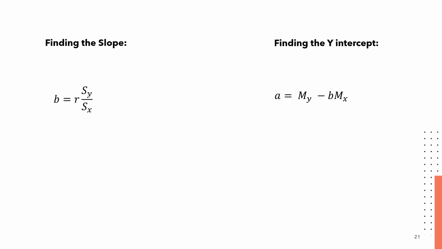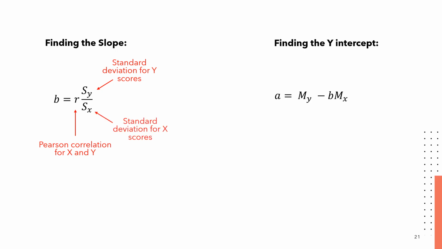You calculate the slope using the equation b equals r times sy divided by sx, where r is a Pearson correlation, sy is a standard deviation for y-scores, and sx is a standard deviation for x-scores. The y-intercept is calculated using the equation a equals my minus b times mx, where my is the mean of y, b is a slope, and mx is the mean of x.